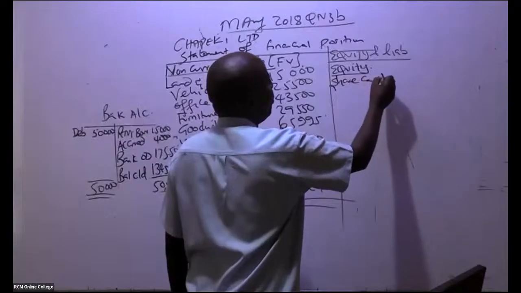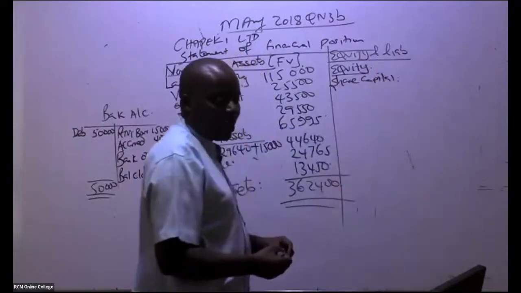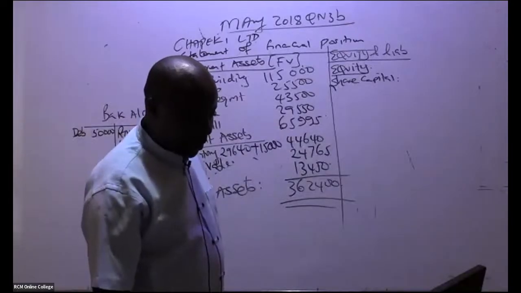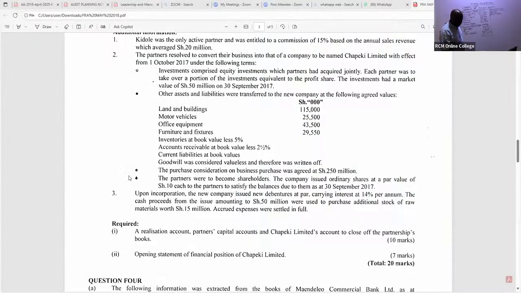So equity, go to note number 3. They told us something about this share capital: that we never paid the partners. The purchase consideration was not cash. We are told here, note number 2 actually: the partners resolved to convert their business into that of a company to be named Chepeki Limited with effect from 1st October 2017.